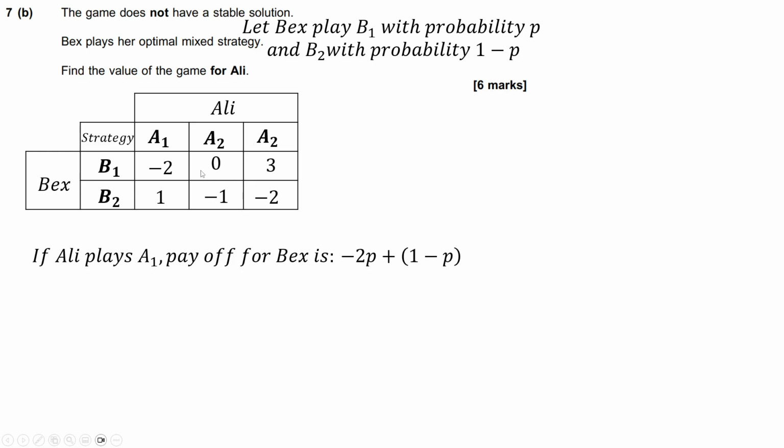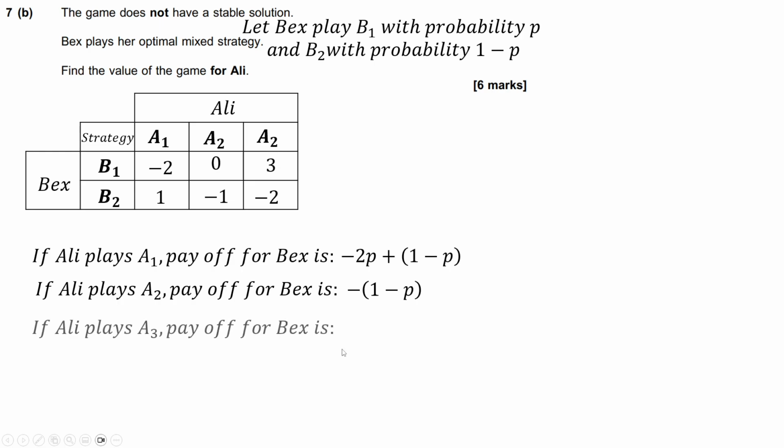And then similarly, if Ali plays A2, then Bex would have 0 times P plus -1 lots of 1 - P. Then you repeat that for, this should say A3, not A2, which would be 3p minus 2 lots of 1 - P. And then finally, I simplified each of these, and I've put them in different colors just to make them a bit easier to understand.